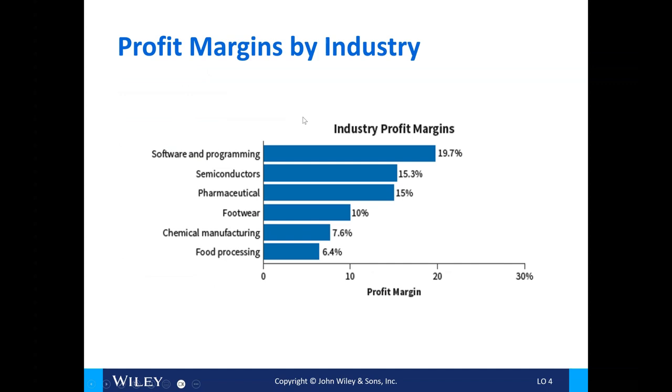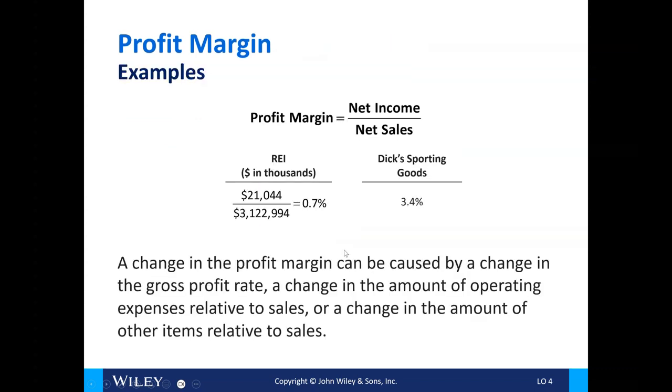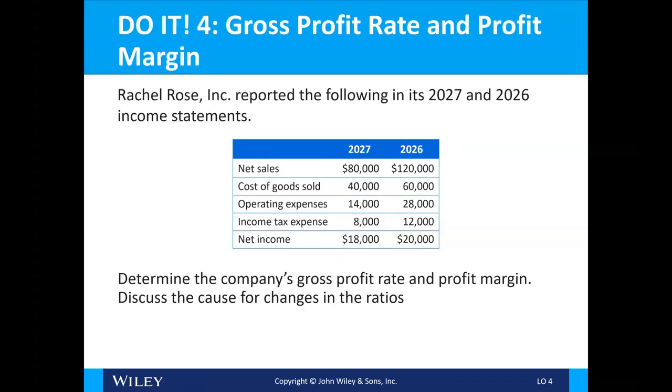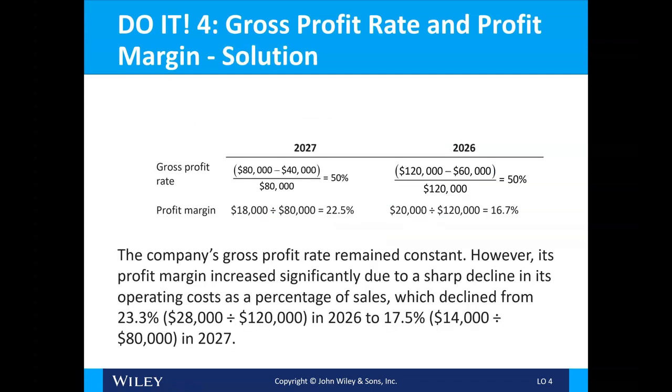And then net profit margins, again, this translates. So software and programming keeps almost 20 cents of every dollar of sales, whereas food processing, 6.4. And you're going to look at these from year to year.